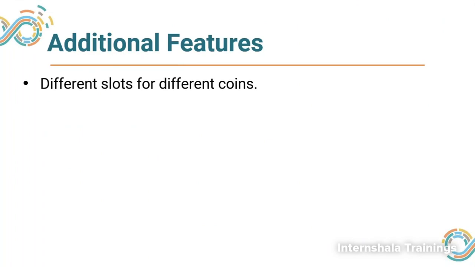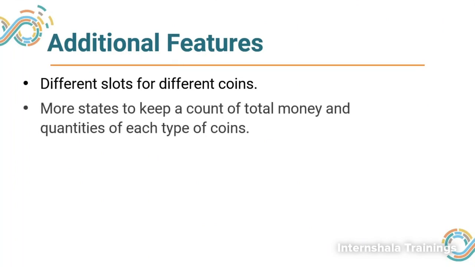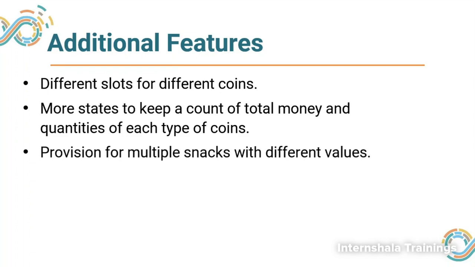So what are the additional features that we can have? Definitely, we can have slots for different coins. Only one type of coin is not a suitable choice. Make more states to keep the count of total money and quantities of each type of coin, so that you have the record: I have 100 coins of 1 rupee or 50 coins of 5 rupees and so on. So you need to maintain that. Provision of selecting multiple snacks with different values. Some snacks are available at 10 rupees, some at 15, some at 50 as well.